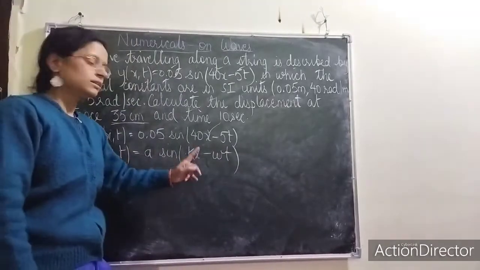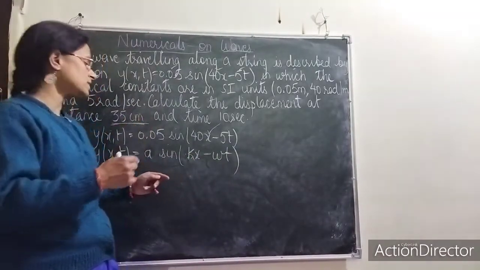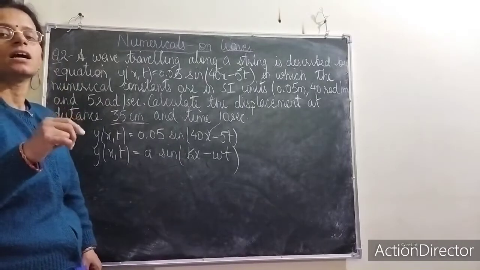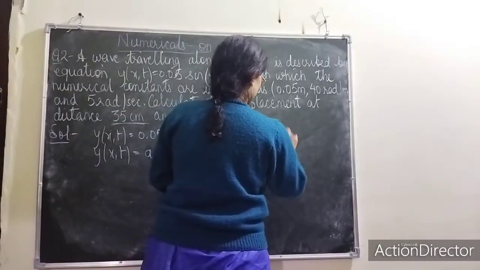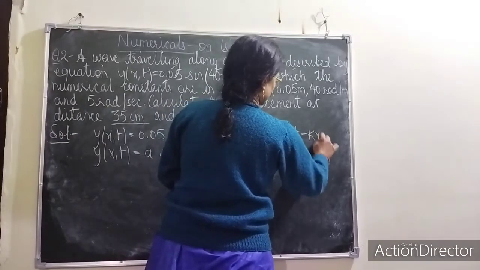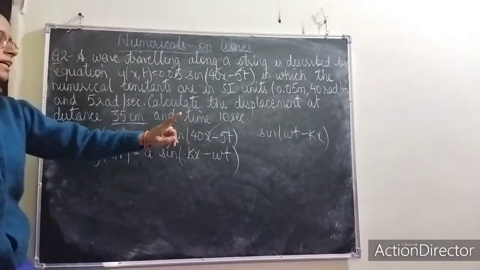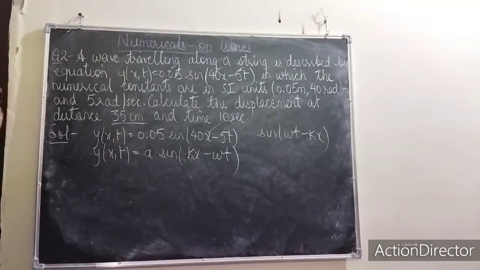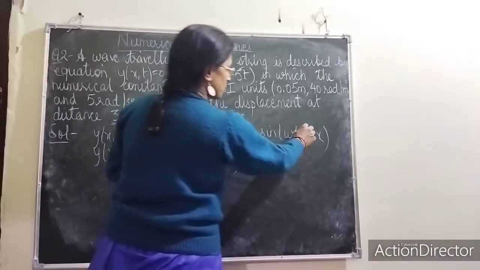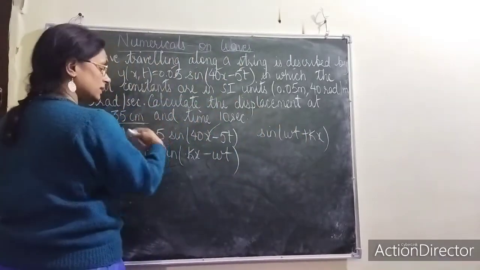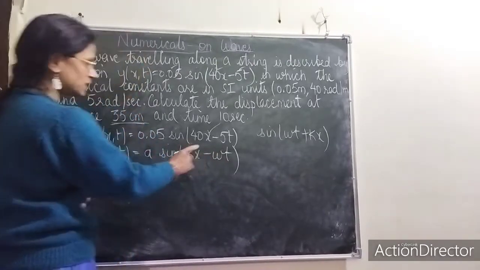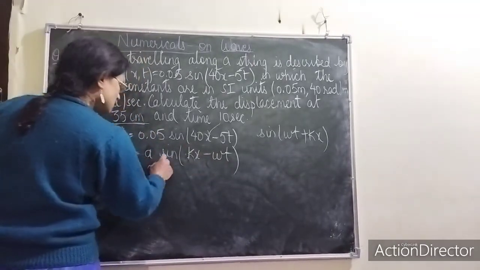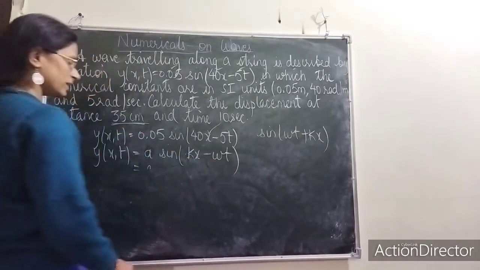So when the wave is moving along the negative x direction, that time we have seen that it is omega t plus kx. Omega t minus kx is the expression when the wave is moving along the positive x direction, and this sign will become positive when it is moving along the negative x direction. Now here we are considering this as opposite and solving it. So it is A sine kx minus omega t.